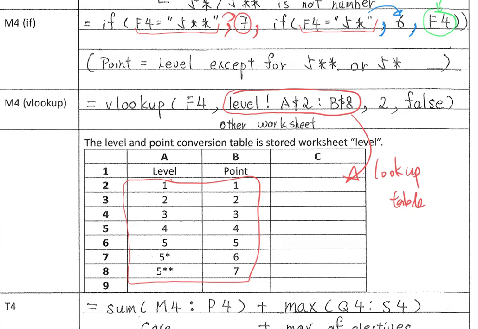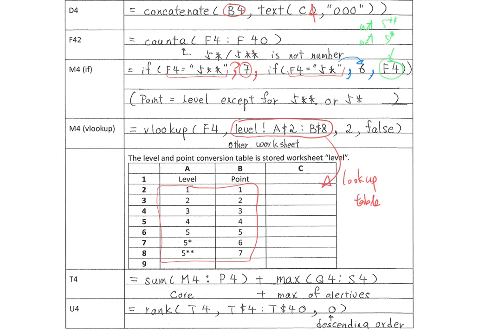Finally, we must have an exact matching, so here we use FALSE. This is exact matching. So you can see that for M4 we have two ways to do it: one is by using IF, and the other is by using VLOOKUP.